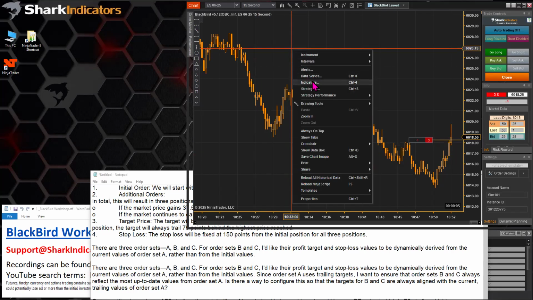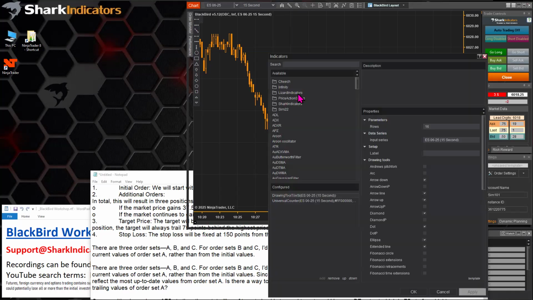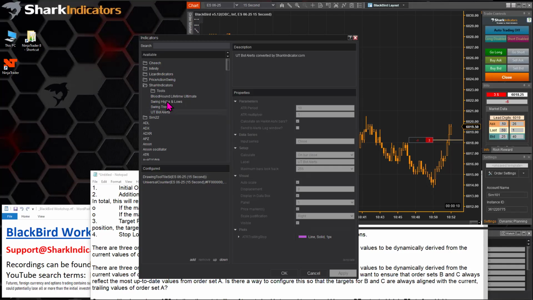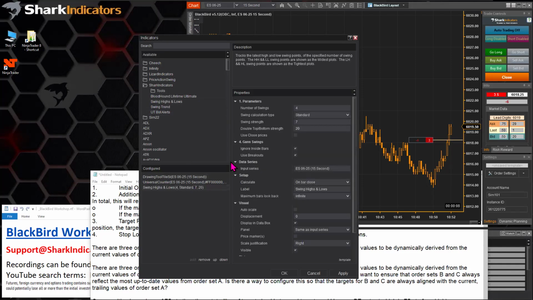Okay, so actually I'm going to pause for a moment here and put the swing indicator on the chart. All right, so let's go grab this, where is it? There we go, swing highs and lows. And we're going to adjust the number of swings down to 2.